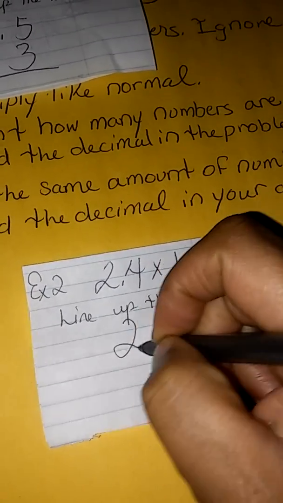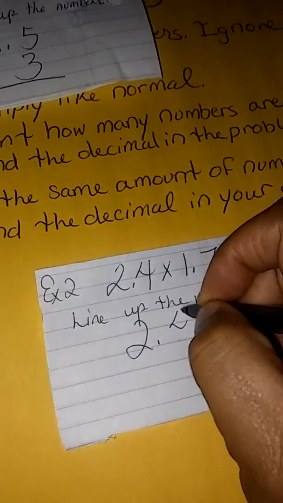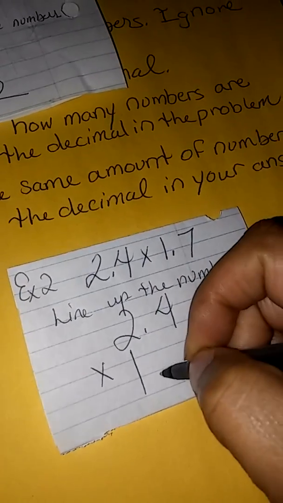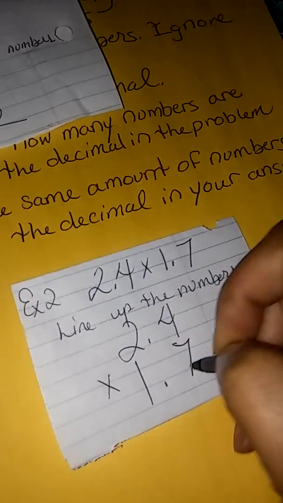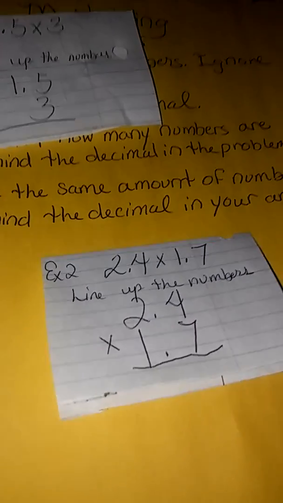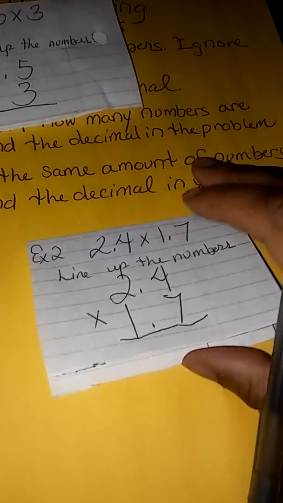The first thing we need to do is line up the numbers. So it'll be 2.4 times 1.7. I'm lining up the numbers. My decimals just happen to line up as well, but my goal is to line up the numbers, okay?